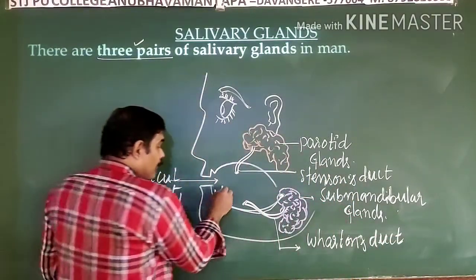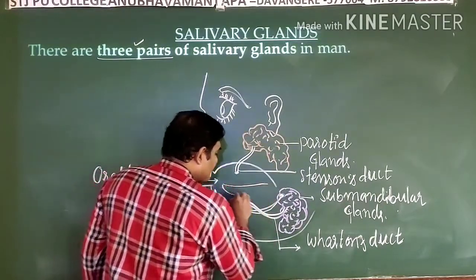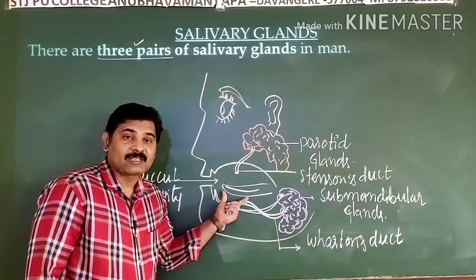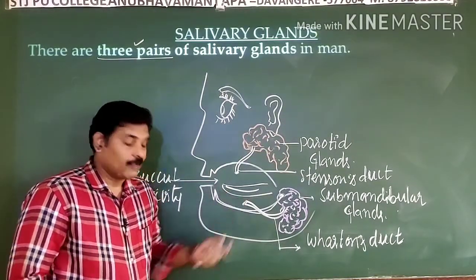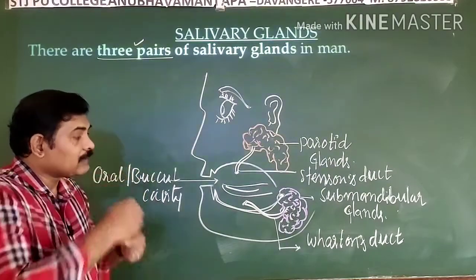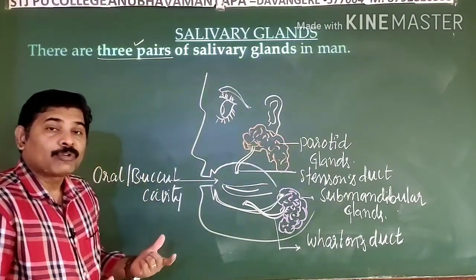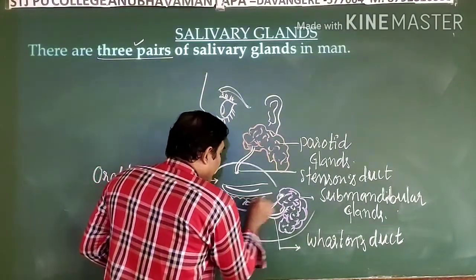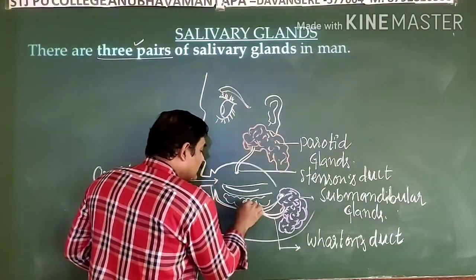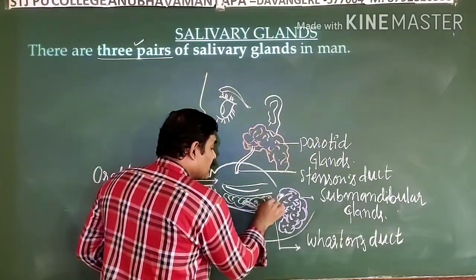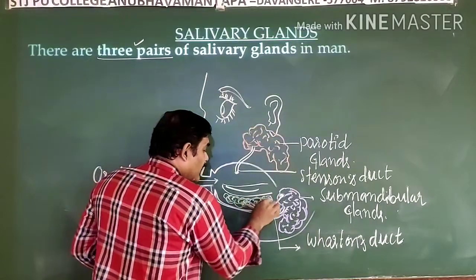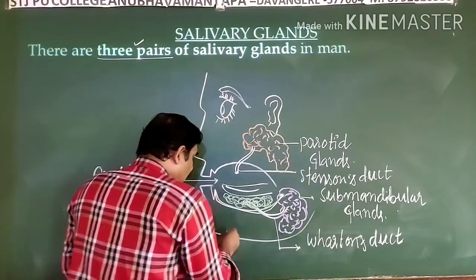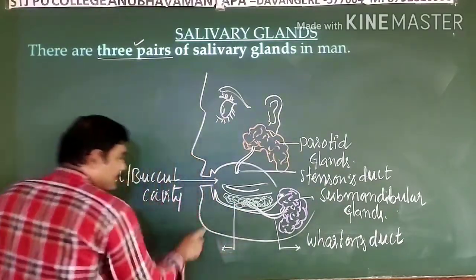Right. There in the oral or buccal cavity, you can see a muscular, flexible, movable structure, which we call the tongue. As I said just now, there is a third pair of salivary glands which we call sublingual. Sublingual indicates it is present just below the tongue. Here you can see the third type of salivary gland, known as the sublingual salivary gland. Right, so this sublingual salivary gland is located here.